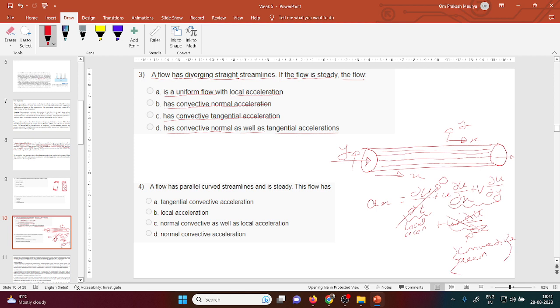Because the flow is steady, the local acceleration is 0, given in the question. And for a straight streamline there is no normal component of the velocity, so normal acceleration is zero. Only the convective acceleration is remaining. So for this question, the flow has diverging straight streamlines. If the flow is steady, the flow has convective tangential acceleration. So option C is correct for question number 3.